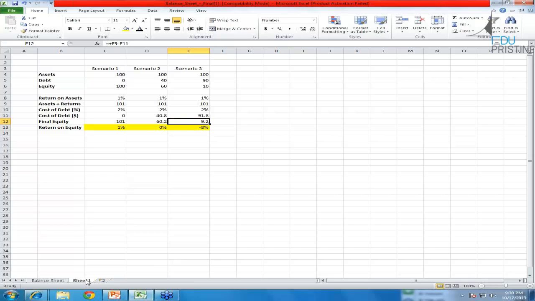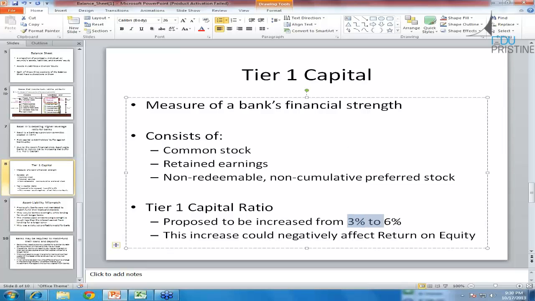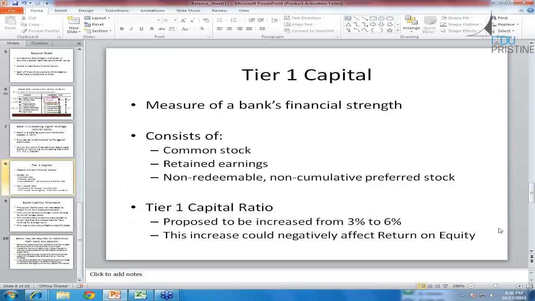I only have $9.20 remaining. So that is a loss of 8%. Even though my assets returned 1%, I still lost 8 because I had to pay back 2%, which was the cost of debt. So hopefully that illustrates to you why Basel wants to increase how much equity these banks have on their balance sheets to buffer against the potential losses to the investors, the debt investors, that is.